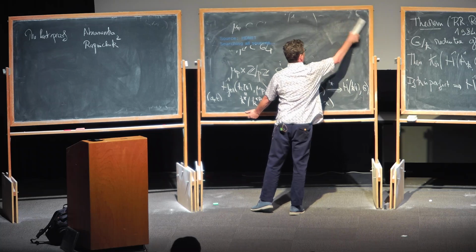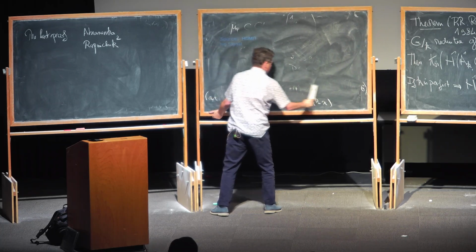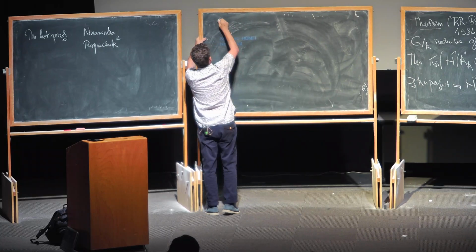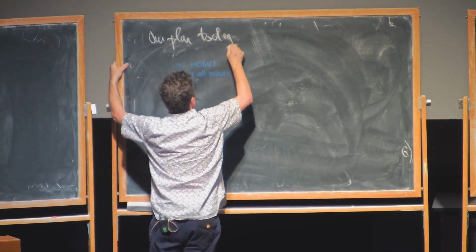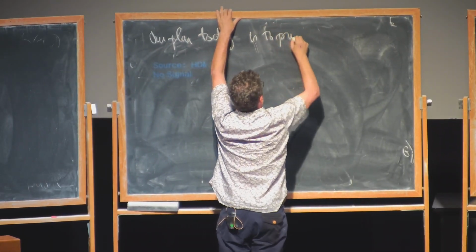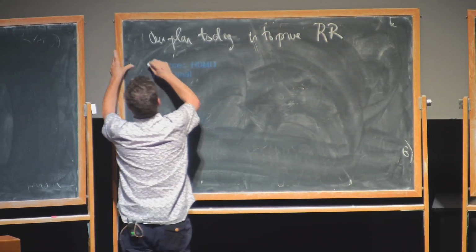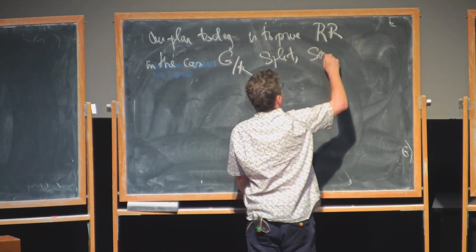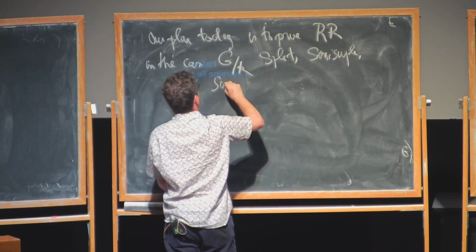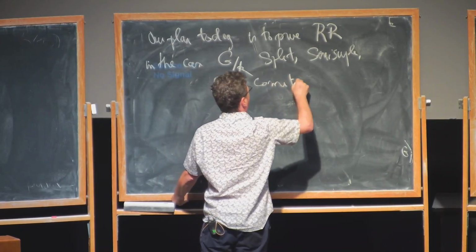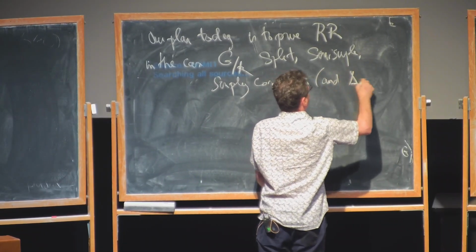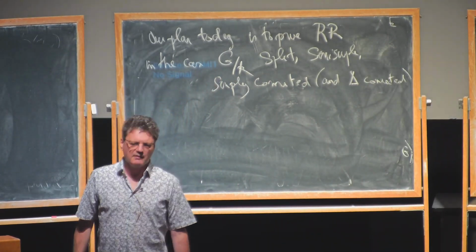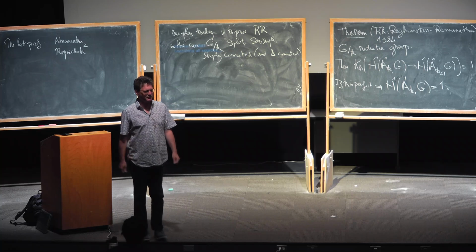And so my field will be the field at infinity. Our plan today is to prove this theorem in the case G over K split, semi-simple, simply connected, and with Delta connected, where Delta is the Dynkin diagram of this group. So this is not the general case. But for example, it includes the group of type E8, which is already something.